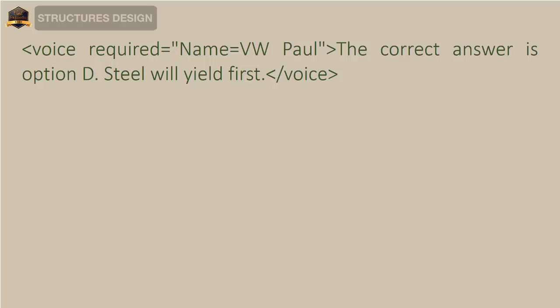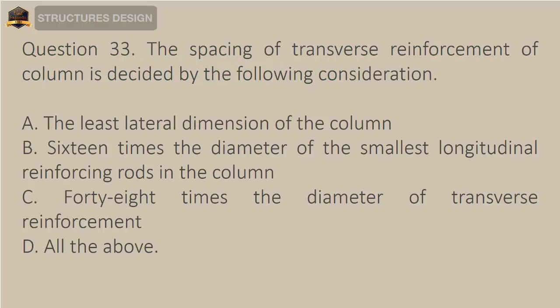Question 33. The spacing of transverse reinforcement of column is decided by the following consideration. A. The least lateral dimension of the column. B. 16 times the diameter of the smallest longitudinal reinforcing rods in the column. C. 48 times the diameter of transverse reinforcement. D. All the above. The correct answer is option D, all the above.